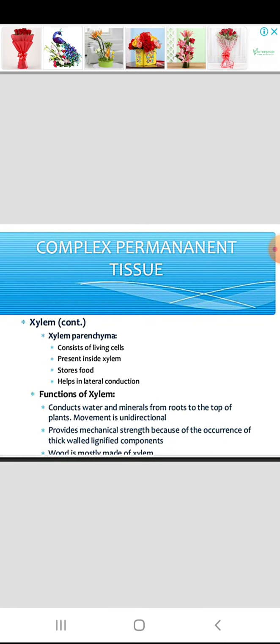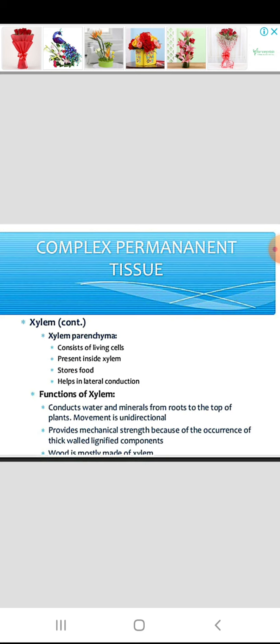Now at last we will discuss xylem parenchyma. The xylem parenchyma cells are small, associated with tracheids and vessels. This is the only living tissue among the complex tissue. The function is to store food like starch and sometimes tannins.